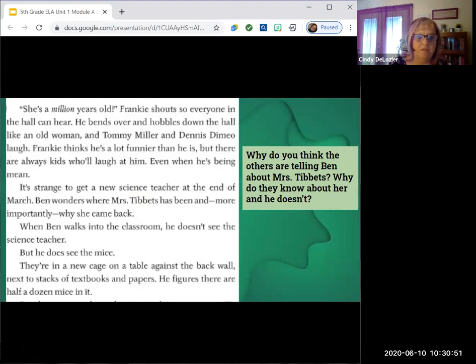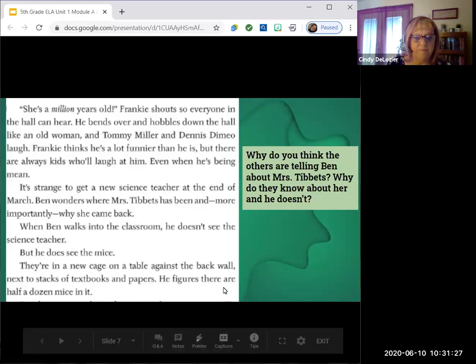She's 1,000,000 years old, Frankie shouts so everyone in the hall can hear. He bends over and hobbles down the hall like an old woman, and Tommy Miller and Dennis DeMeo laugh. Frankie thinks he's a lot funnier than he is, but there are always kids who will laugh at him, even when he's being mean. It's strange to get a new science teacher at the end of March. Ben wonders where Mrs. Tibbets has been, and more importantly, why she came back. When Ben walks into the classroom, he doesn't see the science teacher, but he does see the mice. They're in a new cage on a table against the back wall, next to stacks of textbooks and papers. He figures there are half a dozen mice in it.